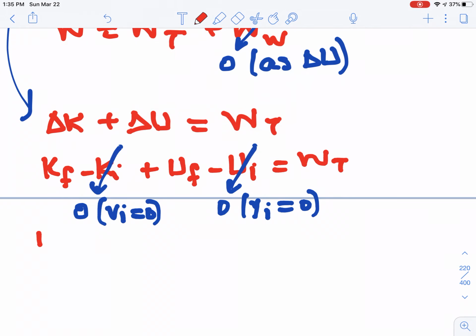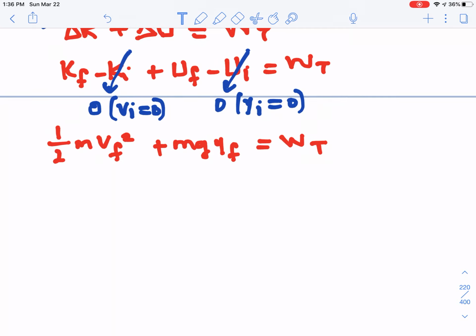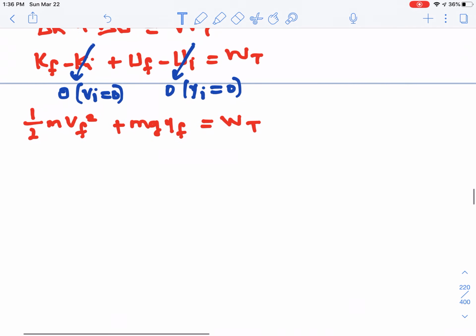for each term. So K final is 1/2 m v final squared. Remember, we are trying to find v final, plus mg y final. That's equal to the work done by the tension force. So what I'm trying to find is the velocity final, right? And I already have several things, but I like to write things in non-numerical form.